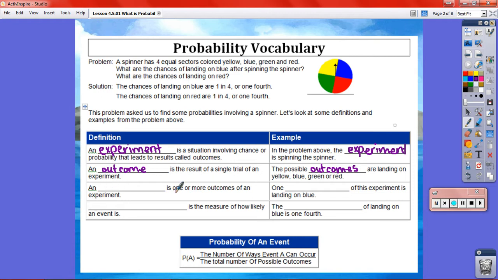A blank is one or more outcomes of an experiment. That's an event. An event is one or more outcomes of an experiment. One event of this experiment is landing on blue.